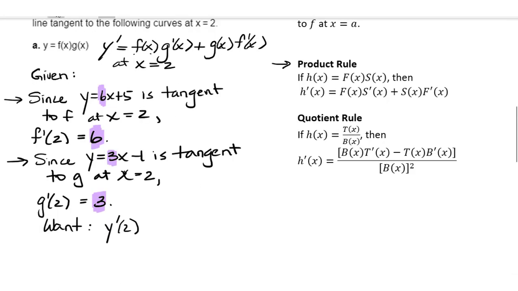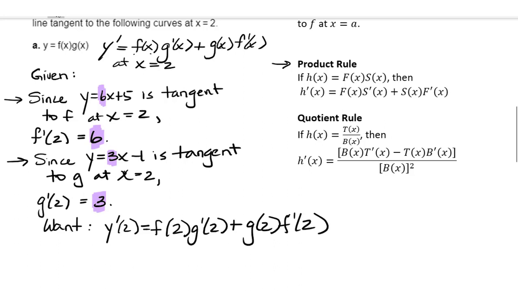Now what we want is y prime of 2. And we figured out the formula for y prime, so we're just going to plug into that formula what we need. We need f of 2 times g prime of 2 plus g of 2 times f prime of 2. Now, we already saw that f prime of 2, which is here, is actually 6, and g prime of 2 is 3. So you might be wondering, though, how can we find f of 2 and g of 2?